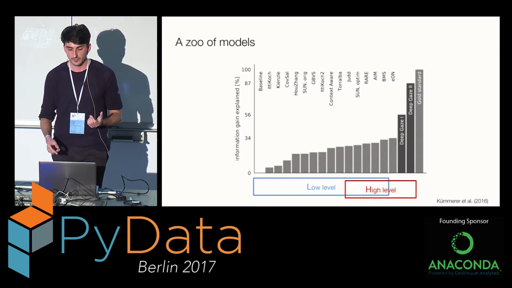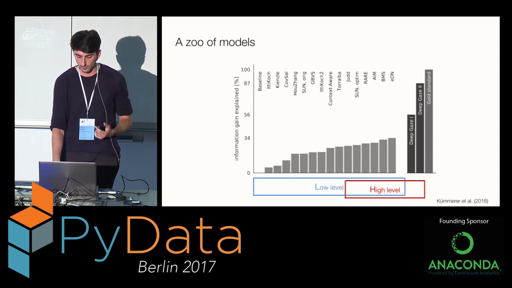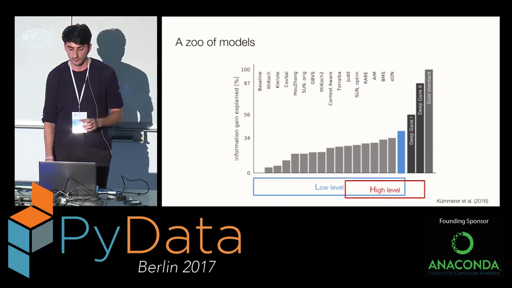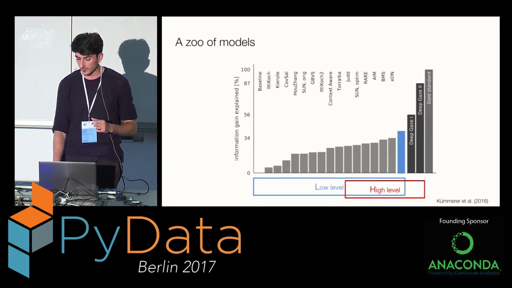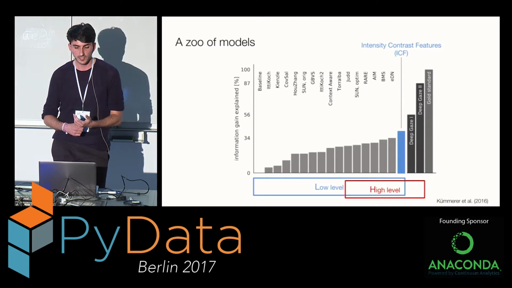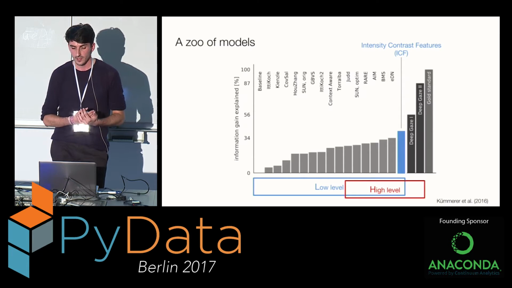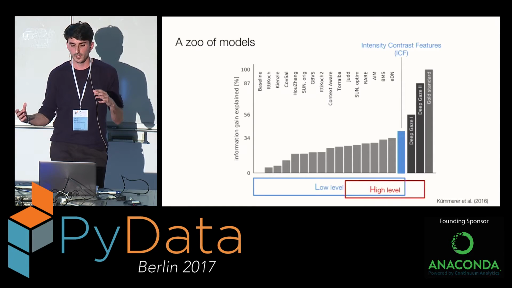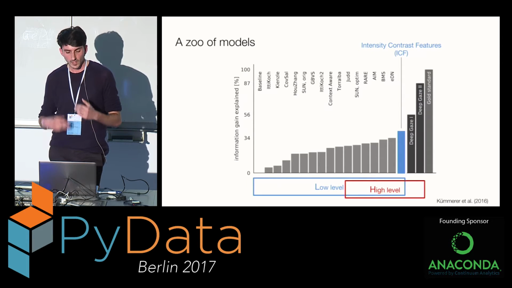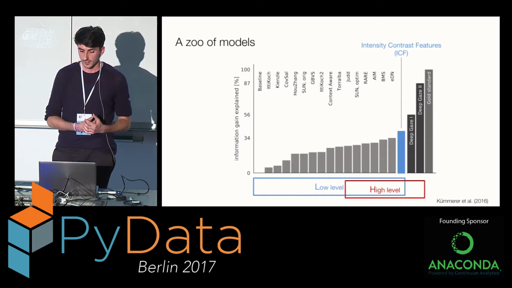Because what's very interesting is that more recently people found a new low-level model, which I'm showing here. It only uses intensity information. It's the intensity contrast feature model, and it outperforms all of the older models, even those that included high-level features like faces and these kinds of things. So it again shifted the whole debate on low versus high-level features, and stirred the whole discussion up again.